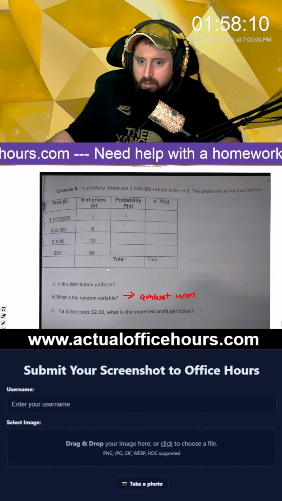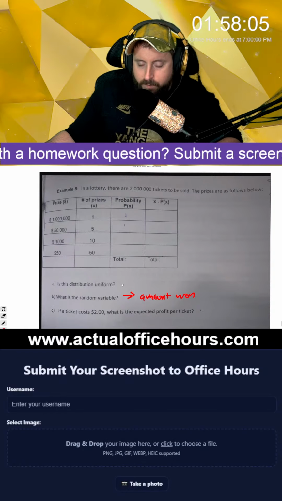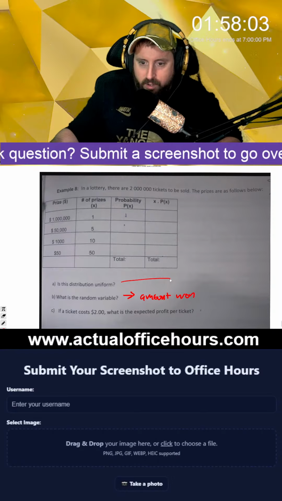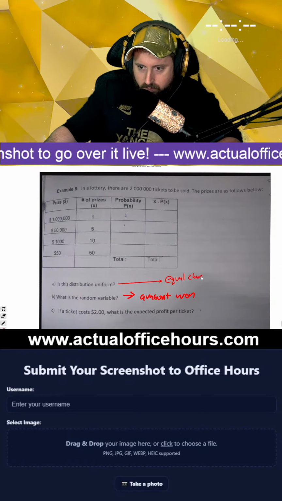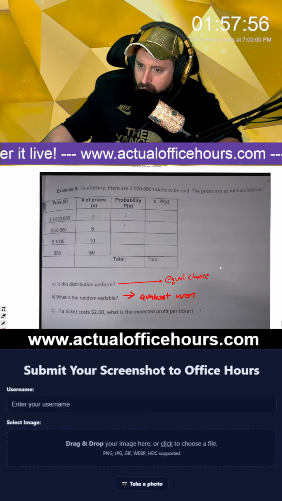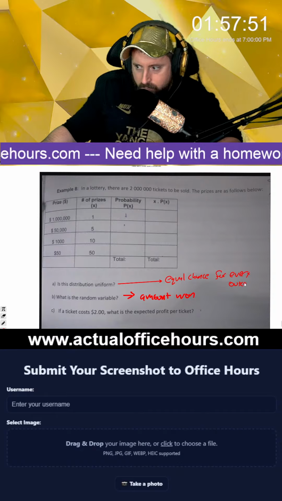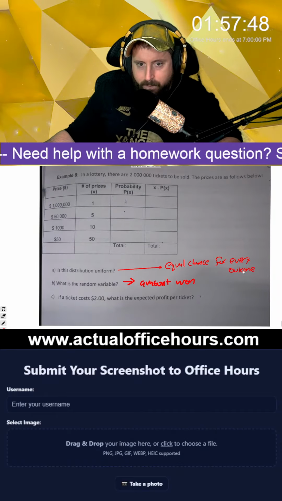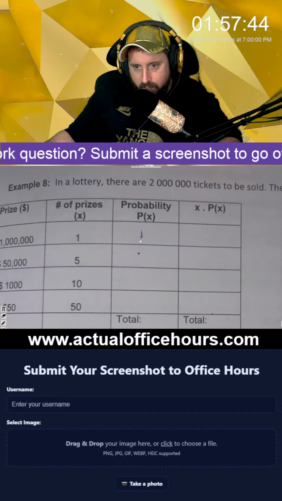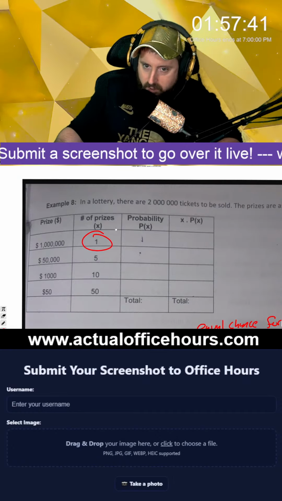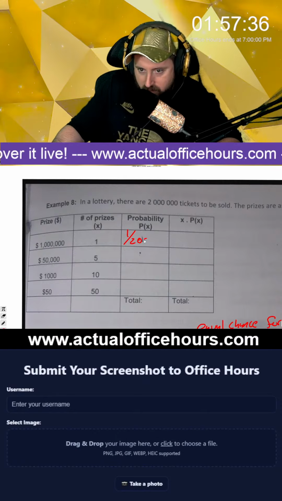Is the distribution uniform? I don't think so. Uniform distribution means that there's an equal chance for every outcome. Yeah, it's definitely not uniform. Because the probability of winning $1 million, well, there's only one way to win $1 million out of 2 million tickets. So your probability there is 1 over 2 million.